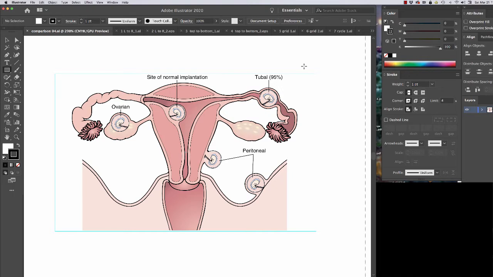Here's another unique sort of comparison illustration showing different forms of ectopic pregnancy. It shows the site of normal implantation of the embryo inside the uterus, but then it also shows ectopic locations or other locations where the embryo might try to implant. There is the tubal location where the embryo actually implants within the uterine tube or fallopian tube, and as you can see from the number there, that's 95% of all ectopic pregnancies are tubal.